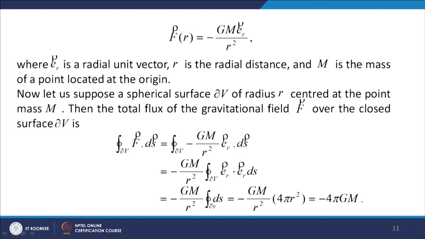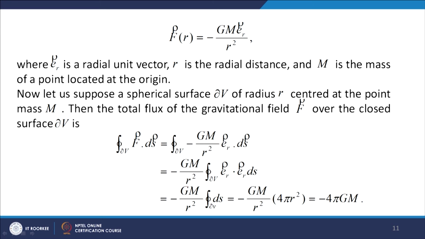Now, let us suppose a spherical surface del B of radius r centered at the point mass m, then the total flux of the gravitational field F over the closed surface del B is this integral, the integral over del B F dot dS, which is equal to the integral over del B of minus GM er over r square dot dS.